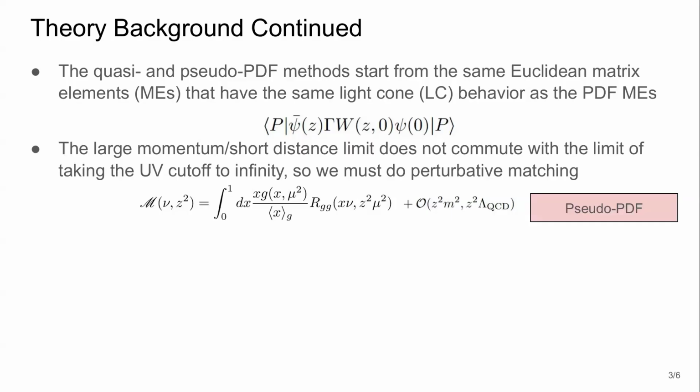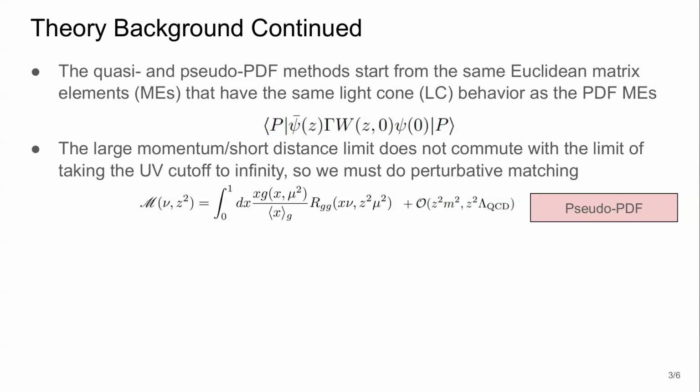So with the pseudo-PDF method, you can take these lattice matrix elements, which I drew with the script M on the left, and relate those to the gluon PDF, for example, through a convolution of the gluon PDF with a perturbative matching kernel. And then there are power corrections that go with your distance squared.